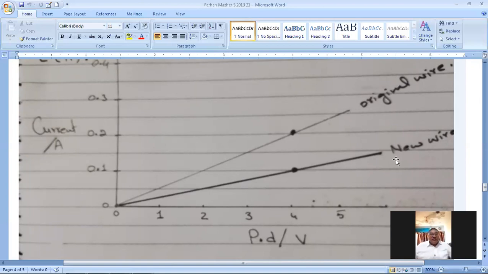So I use this point at 4. In the original wire, the value was 0.2. So at 4 in the new wire, the reading must be 0.1. So I joined this point with this. So I got this. You see, this new wire has a less steep IV graph, because its slope is less, because its resistance is higher. The slope is exactly half the slope of the original wire. I hope that is clear to you.